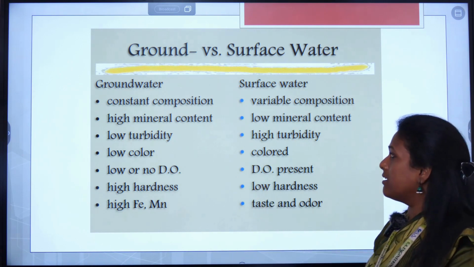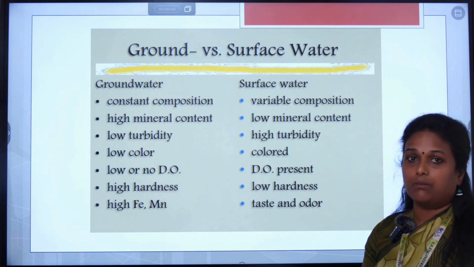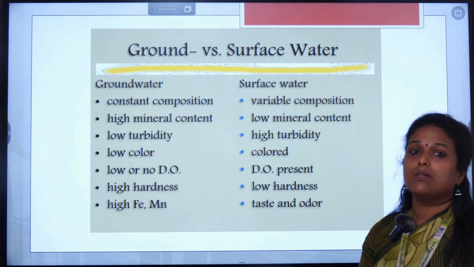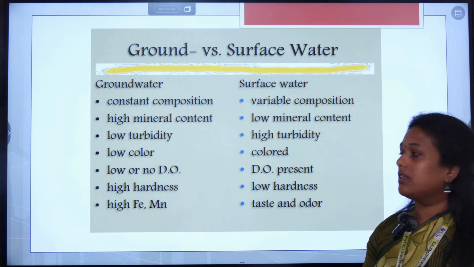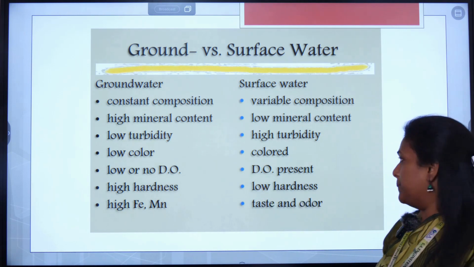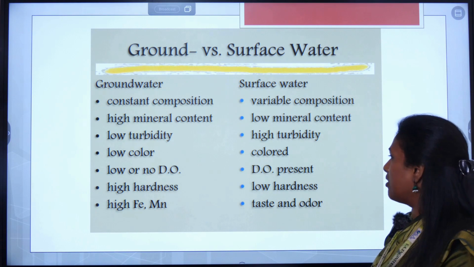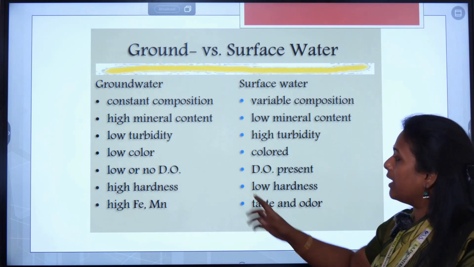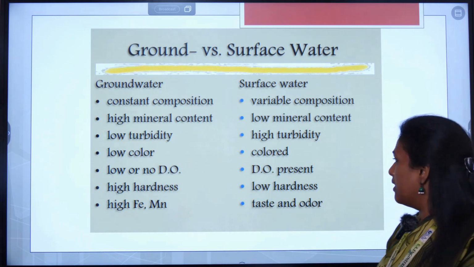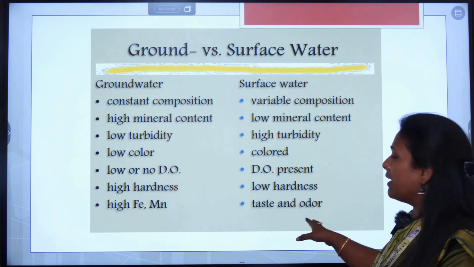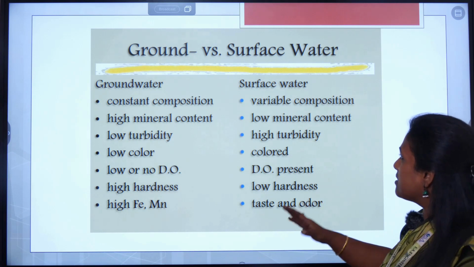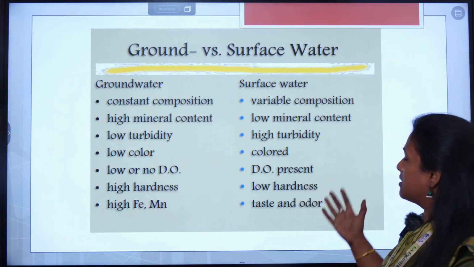And hardness is definitely high in the groundwater because of the presence of the carbonates and bicarbonates of calcium, and chlorides, sulfates will be present in the water. So therefore the hardness will be higher. And here the surface water is not having the high hardness. And another problem with the groundwater, it will be having high iron and manganese. And this surface water will be having some sort of taste and odor, and that is the basic difference between the groundwater and surface water.